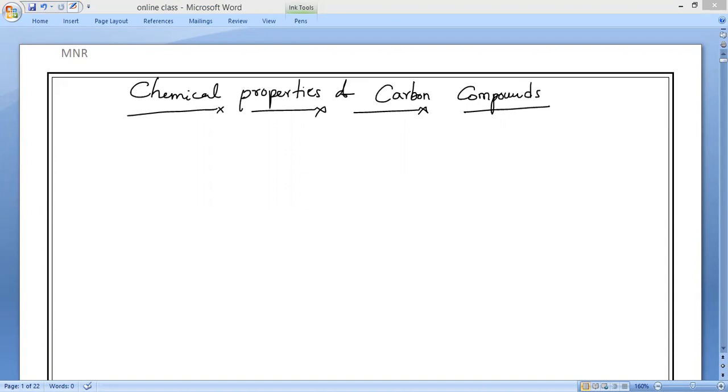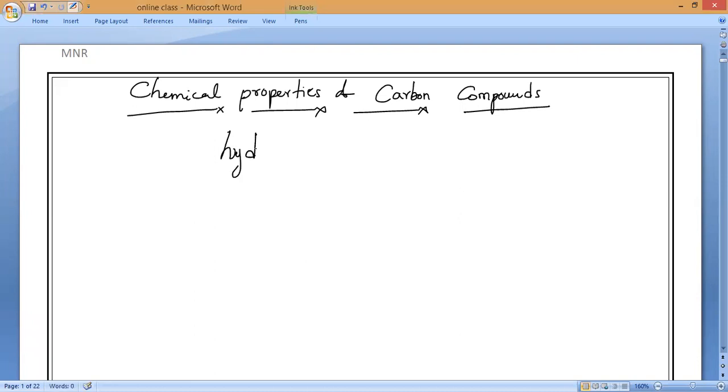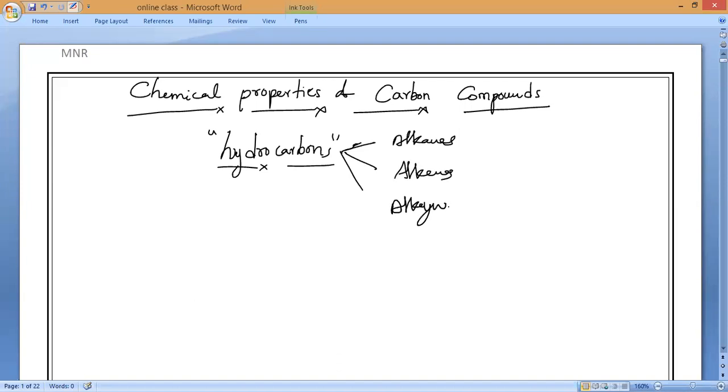Hydrocarbons. The most common carbon compounds are the hydrocarbons only, and all the others are derivatives of hydrocarbons. They are alkanes, alkenes, as well as alkynes. So we are going to study some of the chemical properties of these carbon compounds called hydrocarbons.